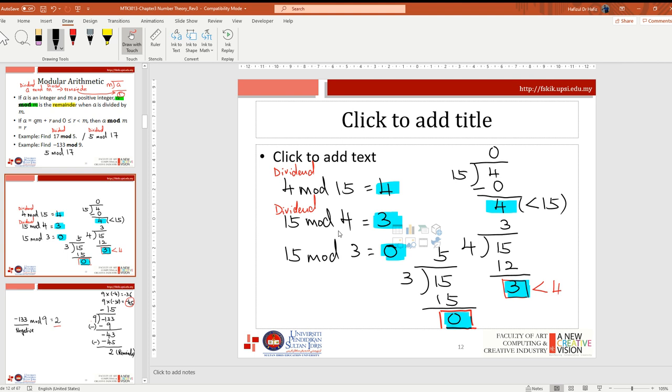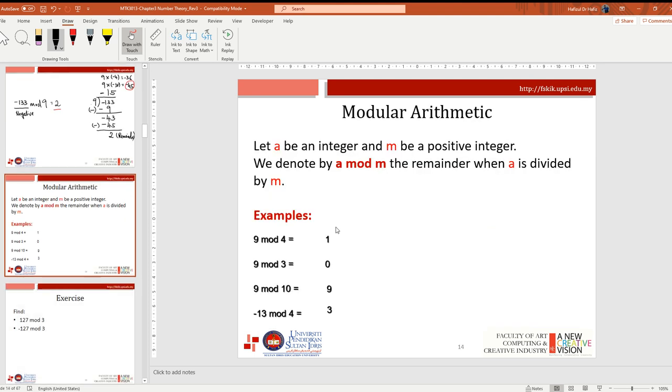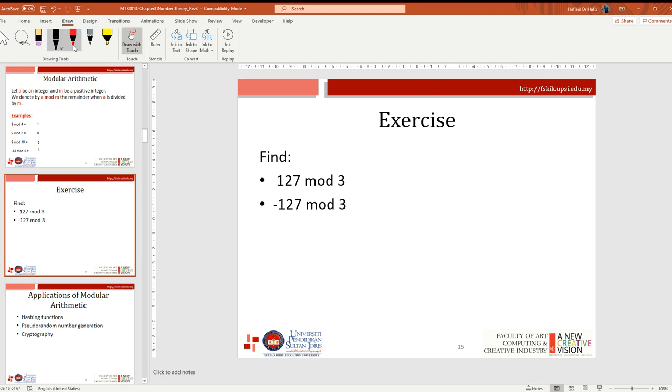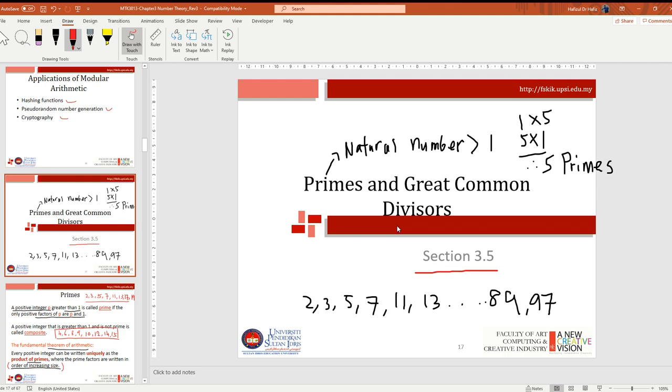This one is an example. Exercise this one, please, go to Padlet. And then for the application of modular arithmetic, I think I explained this last week. For today, we have primes and greatest common divisor, section 3.5.